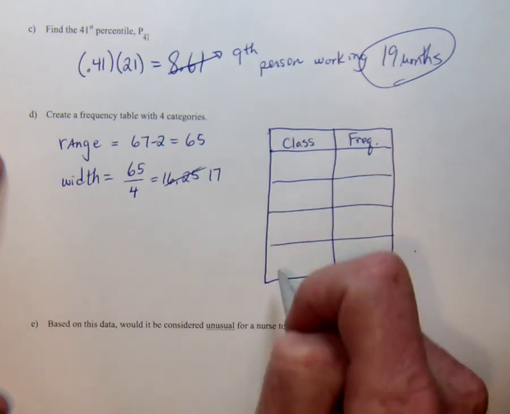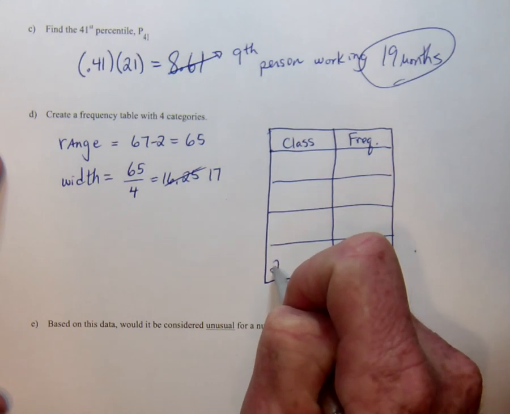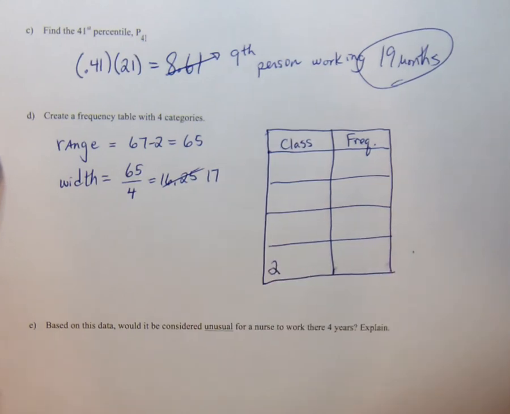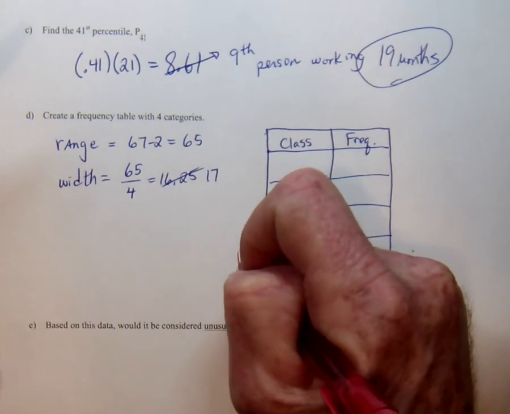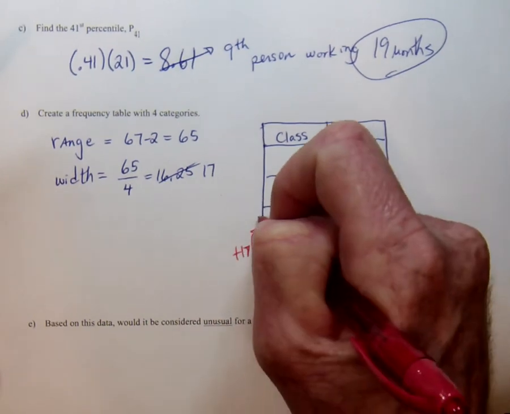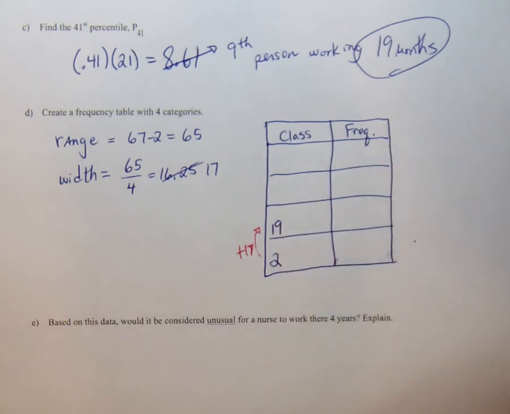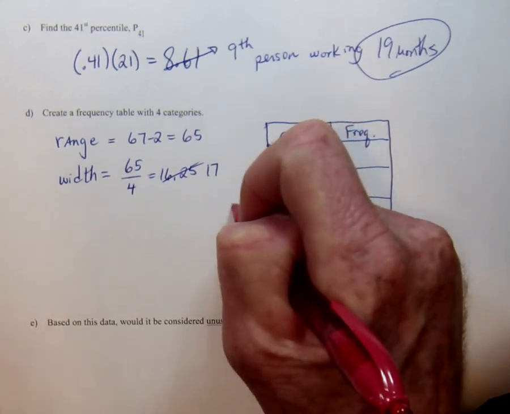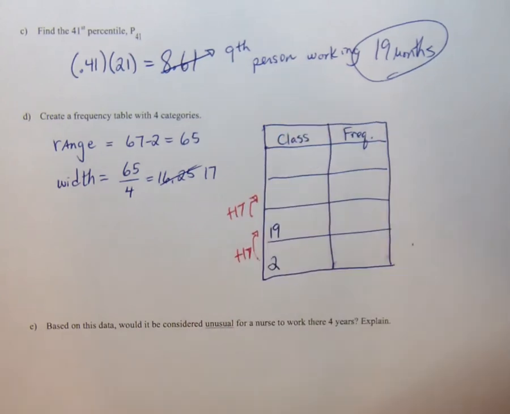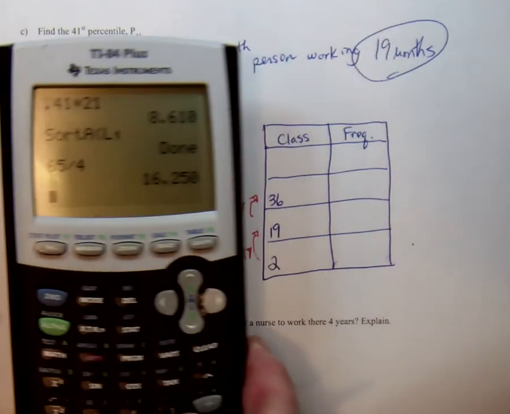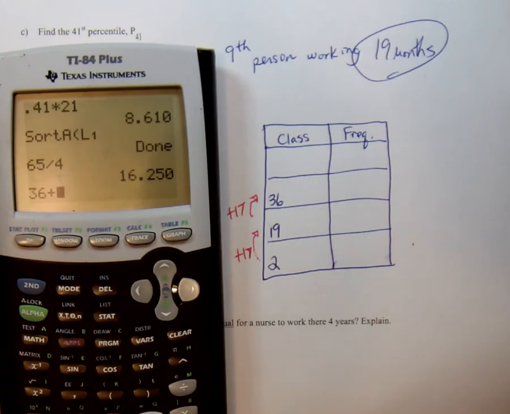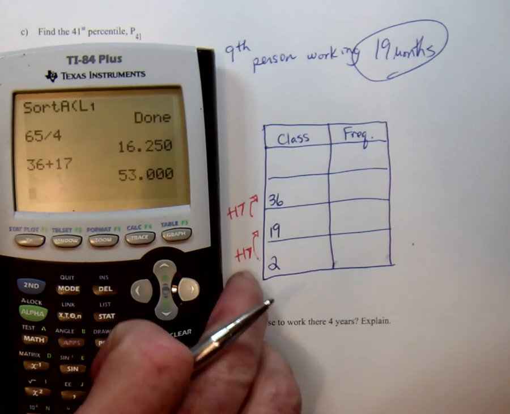What we do is start down here with the very smallest, which is the person that's worked there for 2 months. And then use the width. So right here you add 17. And so that would be 19. And then you add 17 again, which would be 36. And you add 17 again, 36 plus 17, it's now 53.